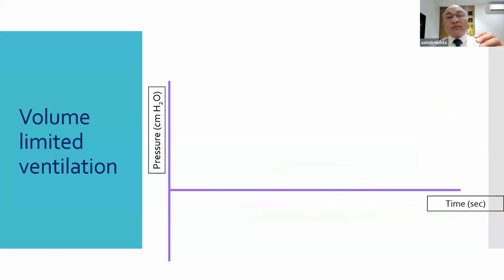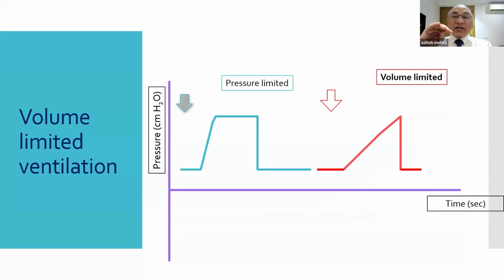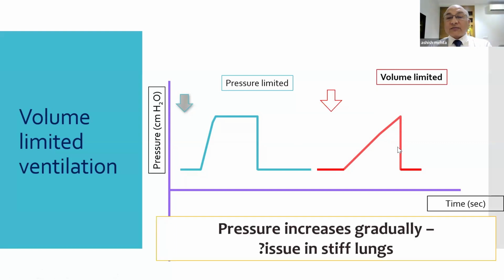Let's talk about the scalar diagram of pressure versus time. This is your pressure limited ventilation, where the wave on the pressure time scalar will be a square wave, versus volume limited ventilation, where gradually with flow the pressure is building up. So the typical presentation on the pressure time scalar: the pressure limited wave will be square, while in volume limited you will see an increase in the pressure at the end of the inspiration. That is typical volume limitation.